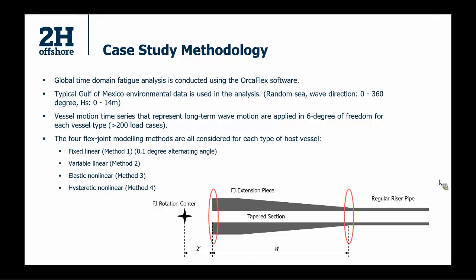The results are extracted at 2 fatigue hotspots, 2 feet and 10 feet from flex joint rotation center. The 2 feet location represents the starting point of flex joint extension. This is also where our riser fatigue analysis results start. And the 10 feet location represents the first weld location, because that's the transition between the flex joint extension and the regular riser pipe. Obviously, the further away from flex joint rotation center, the impact from the flex joint stiffness will be less.